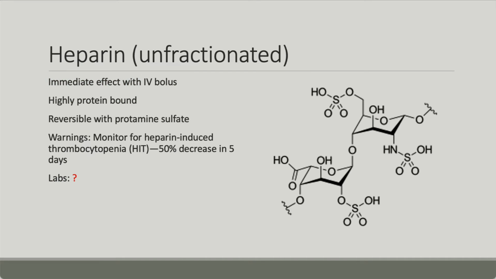So the first anticoagulant we'll talk about is heparin. It's this giant, ugly molecule that's got millions of parts to it and who knows how many bonds. It is highly protein bound. So remember, when we add another highly protein bound drug, it's going to mess this all up. It is reversible with a medicine called protamine sulfate, although we don't usually have to reverse it. It reverses itself when you turn off the drip. It just goes away, right?